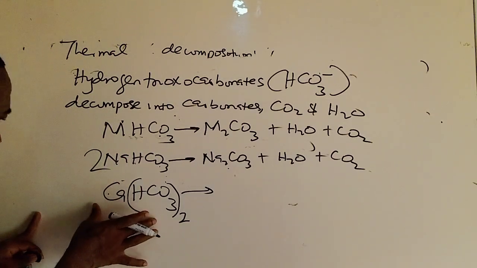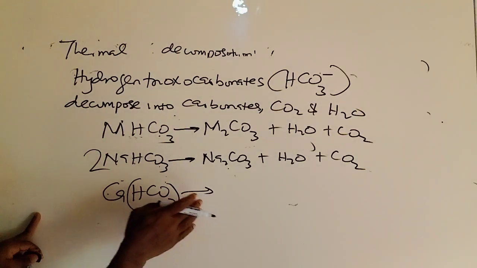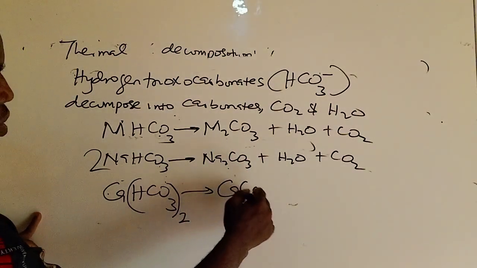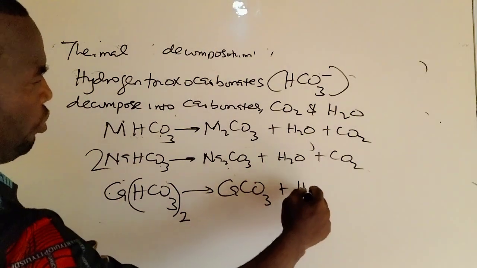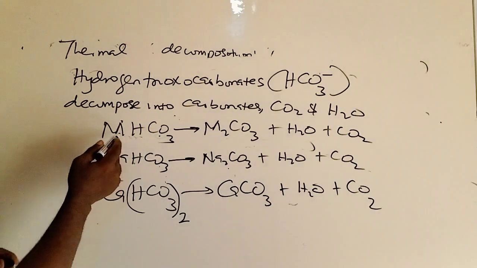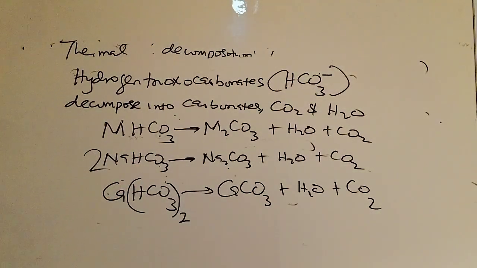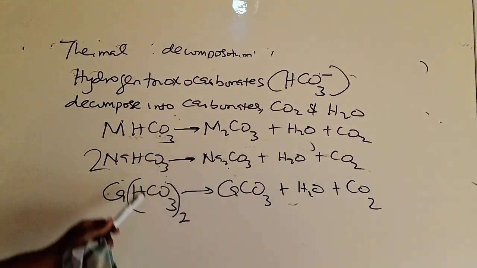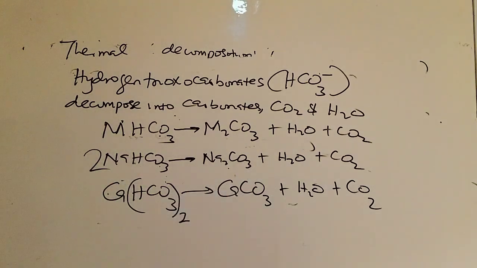When you heat it, you're still going to get similar products as with the group 1 metal. That is the carbonate, calcium carbonate, water, and also CO2. So it is in the hydrogen carbonates that the group 1 and the group 2 metals produce similar kinds of products. The only difference is the way you write their formula. So you see that, hydrogen carbonates of group 1 and group 2 produce similar products.